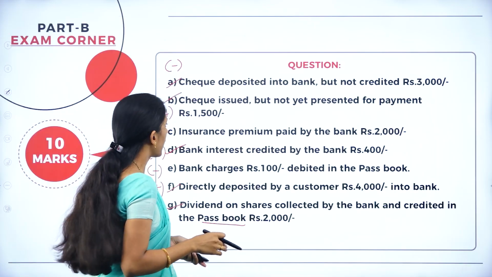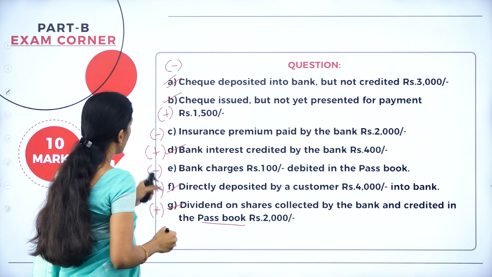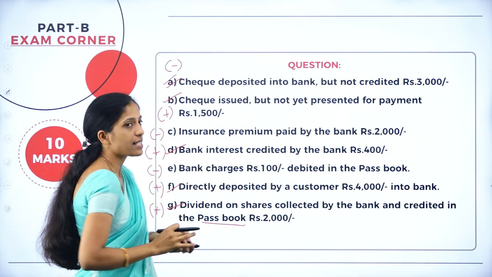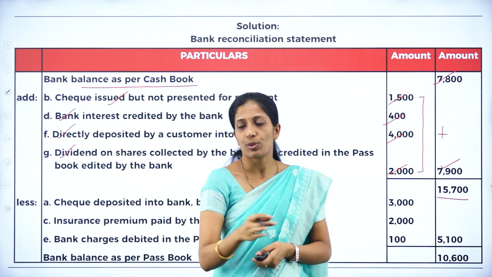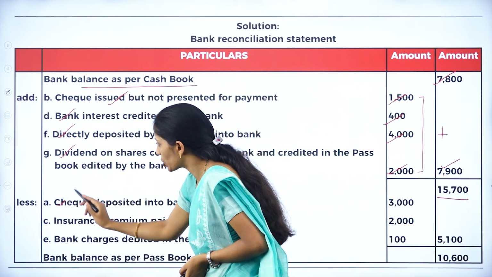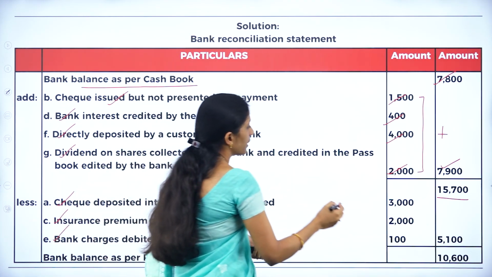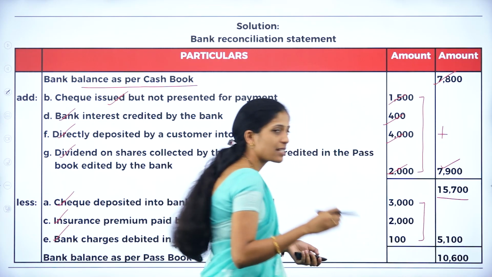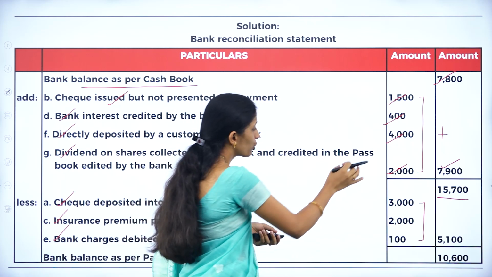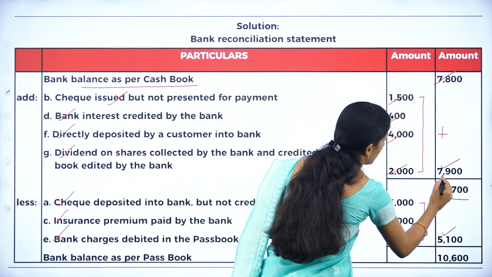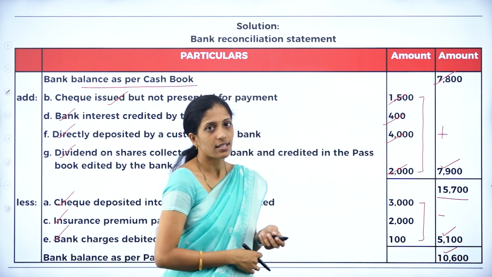In the same way, take all the minus items. That is A, then C, then E. Write the sentence as it is, and write the amount in the inner column. What sentences do you have to write? As I have given in the question, A, C and E, and write the amount in the inner column, that is 3,000, 2,000 and 1,000. Total it, write in the outer column. Now 15,700 minus 5,100, you will get 10,600.